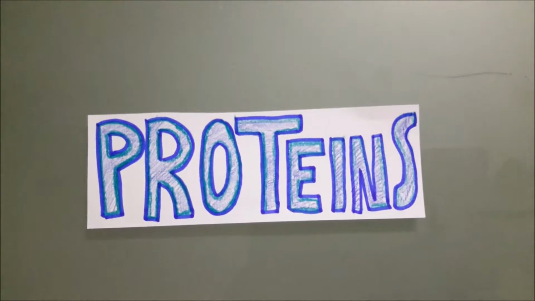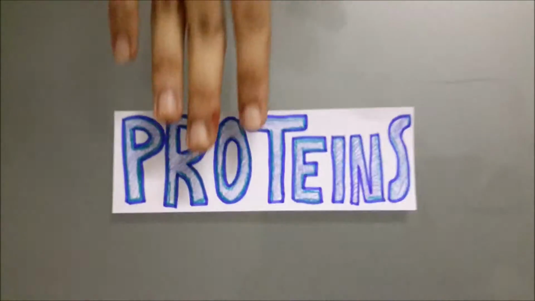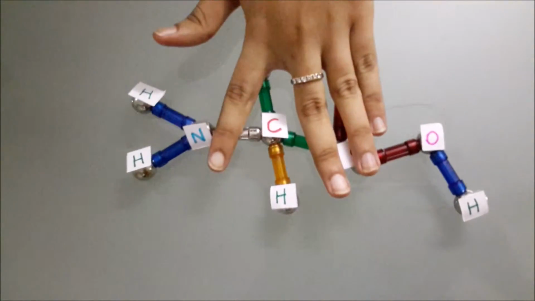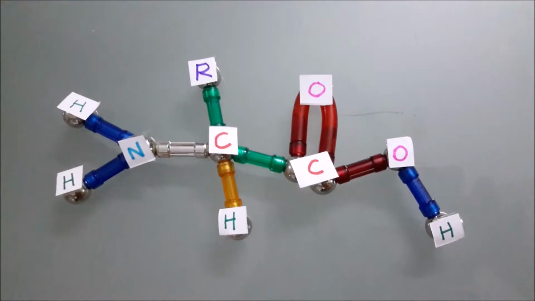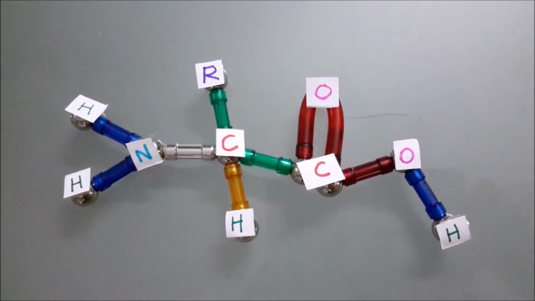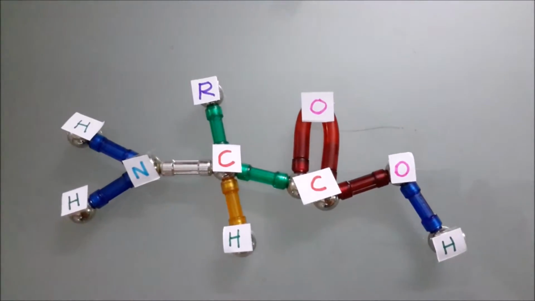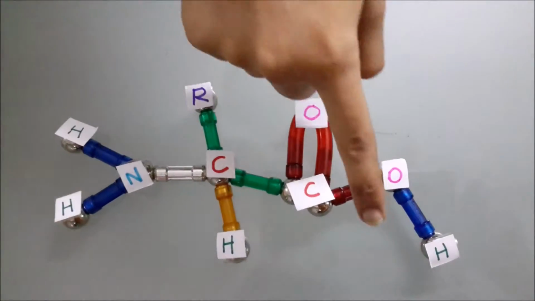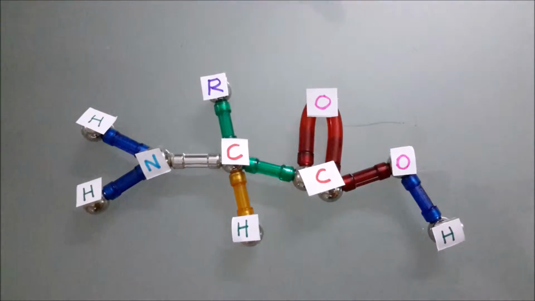This video is about proteins. Proteins are made up of amino acids. Each amino acid looks like this. Each amino acid has a carboxyl group, an amine group, and an R group.